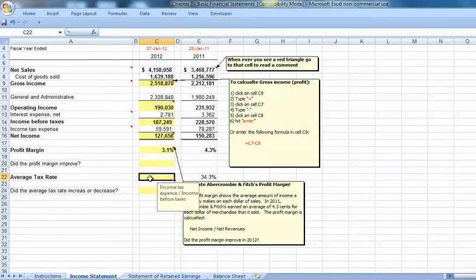Our average tax rate is simply equal to our tax expense divided by our taxable income. And again, answer the question, did our average tax rate increase or decrease between years? Next, let's work on our statement of retained earnings.